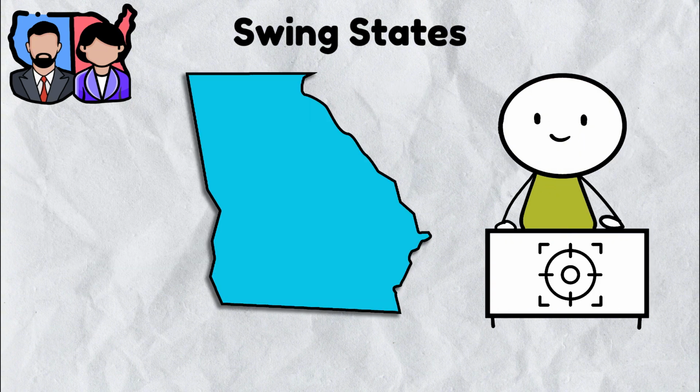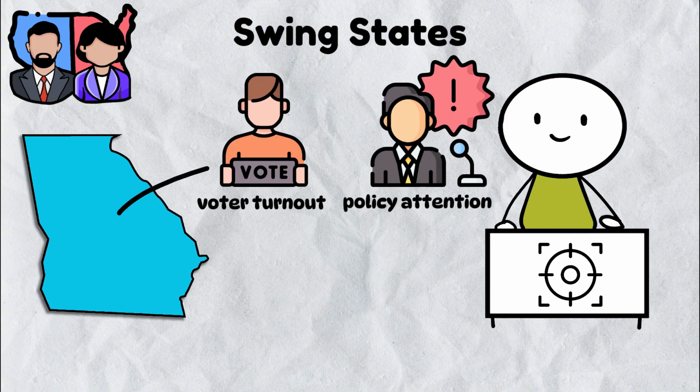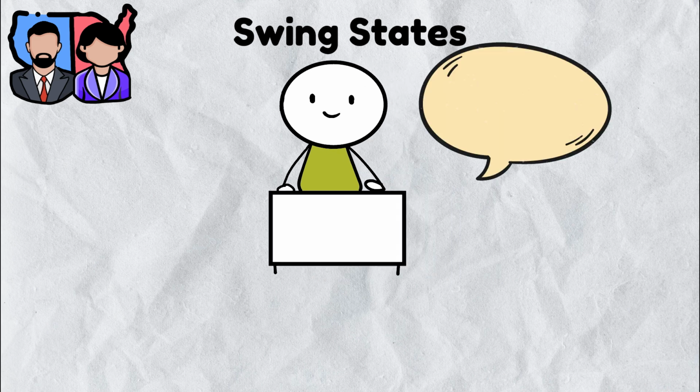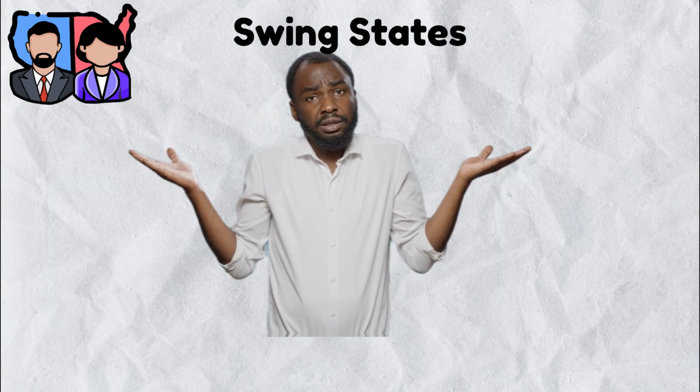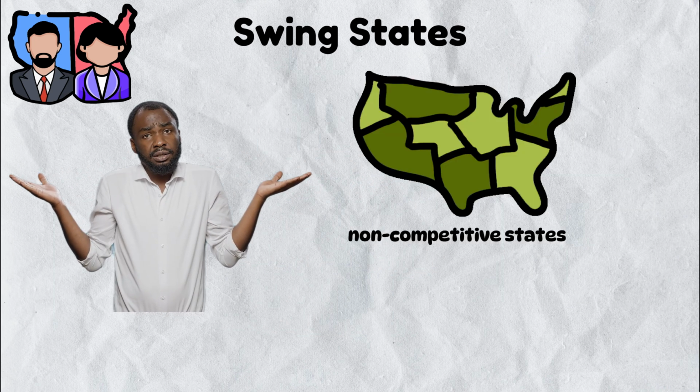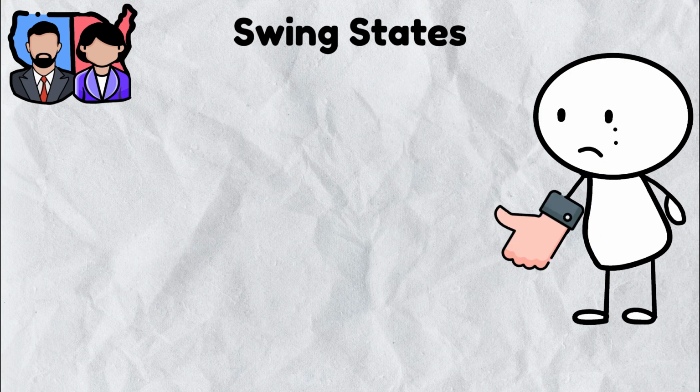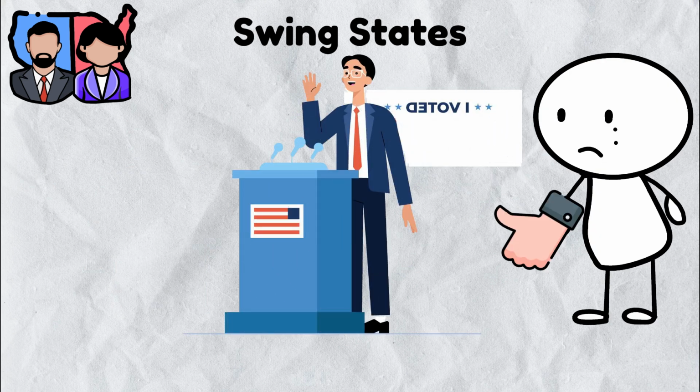This focus on specific states can affect voter turnout and policy attention, as candidates tailor their messages to the concerns of voters in these critical areas. The emphasis on swing states also raises questions about the representation of voters in non-competitive states, whose preferences may receive less attention during presidential campaigns.